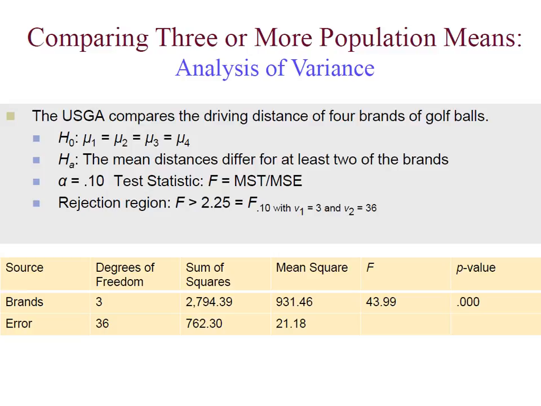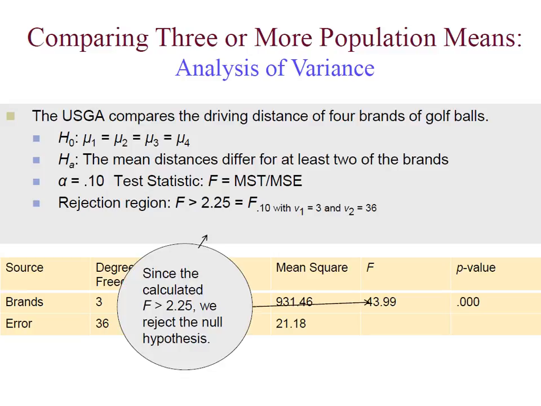What is your conclusion? From the table, the F score is 2.25, but the one that you receive from your sample is 43.99. It's much larger than 2.25. So it falls in the rejection region. So basically you reject the null, just like your previous work. That's it. Questions?